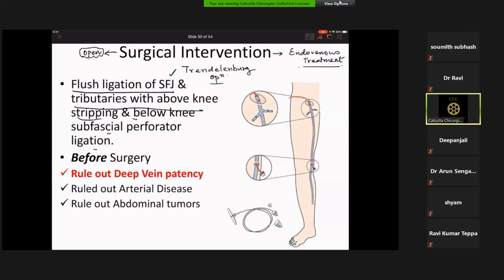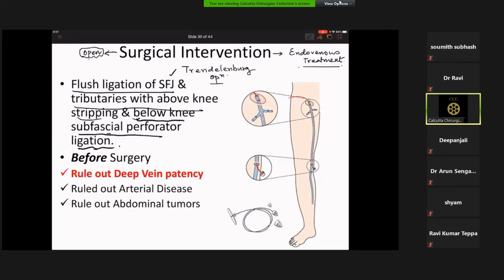Trendelenburg was a German surgeon. He had a very strong liking for India. And so please remember that he did a flush ligation of the saphenofemoral junction, the tributaries, and a below knee subfascial ligation. Okay? Right.